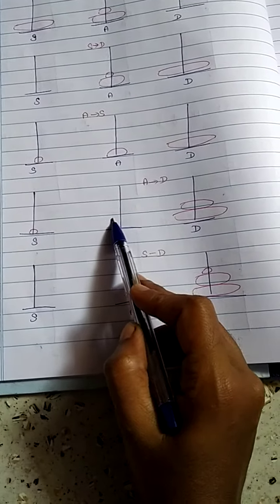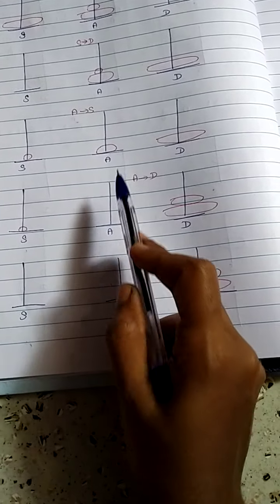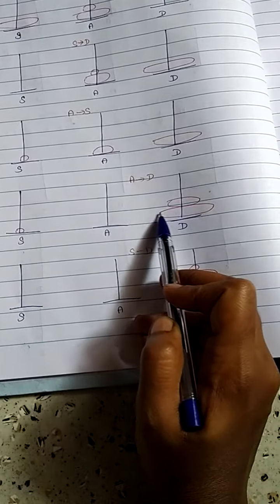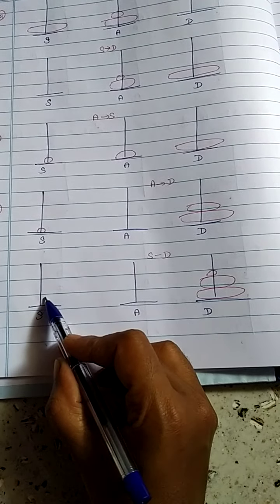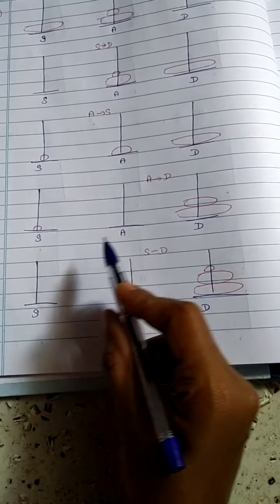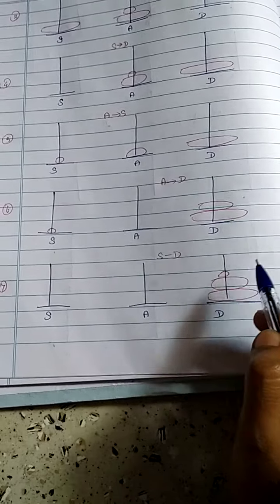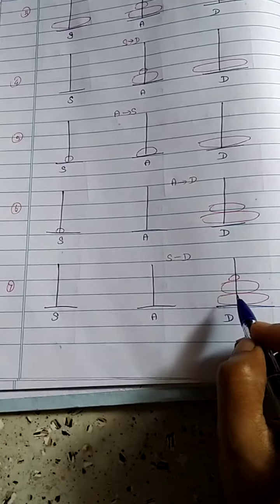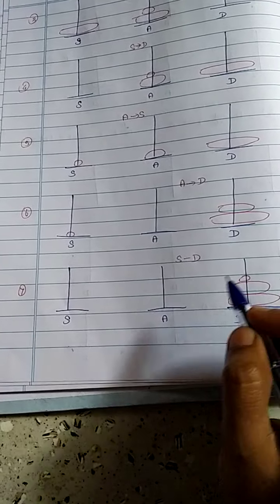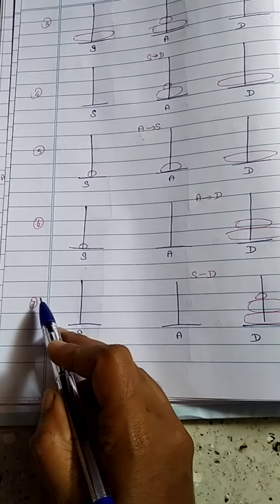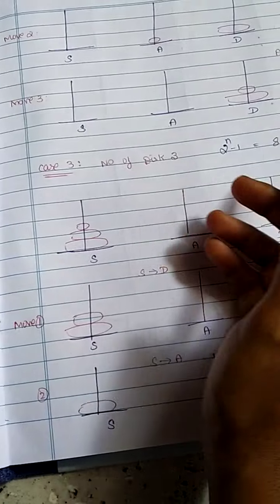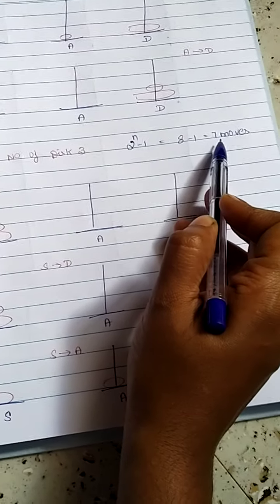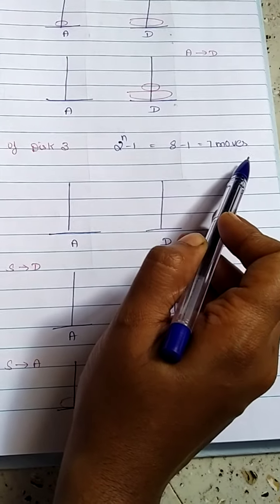Now I can remove the second biggest from the auxiliary and put it on my destination. Now I can remove the smallest disc from my source and put it on my destination. So in 7 moves I have moved all the 3 discs from the source to the destination by obeying all the 3 conditions. Already we have found there will be 7 moves by using this formula 2 power n minus 1. Here we have seen it requires 7 moves, right?